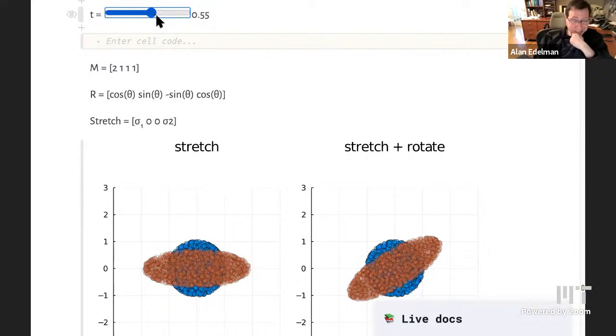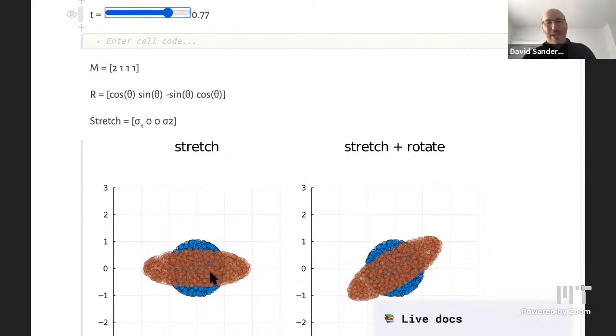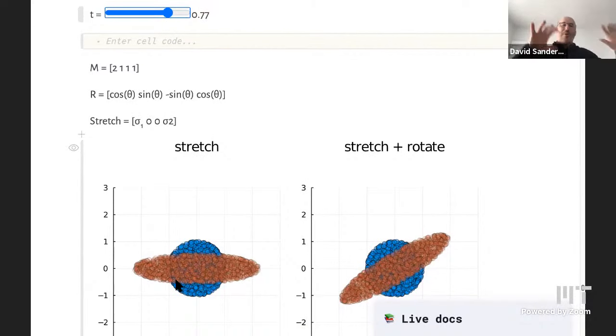Okay. So, we're getting this kind of picture of Saturn on one plane, and then this is actually what Saturn looks like, rotated, when you look at it.